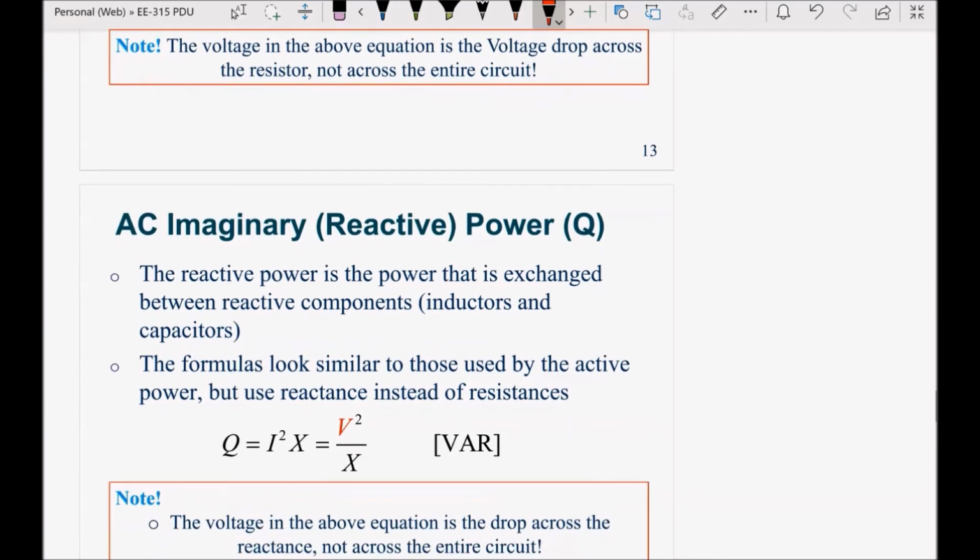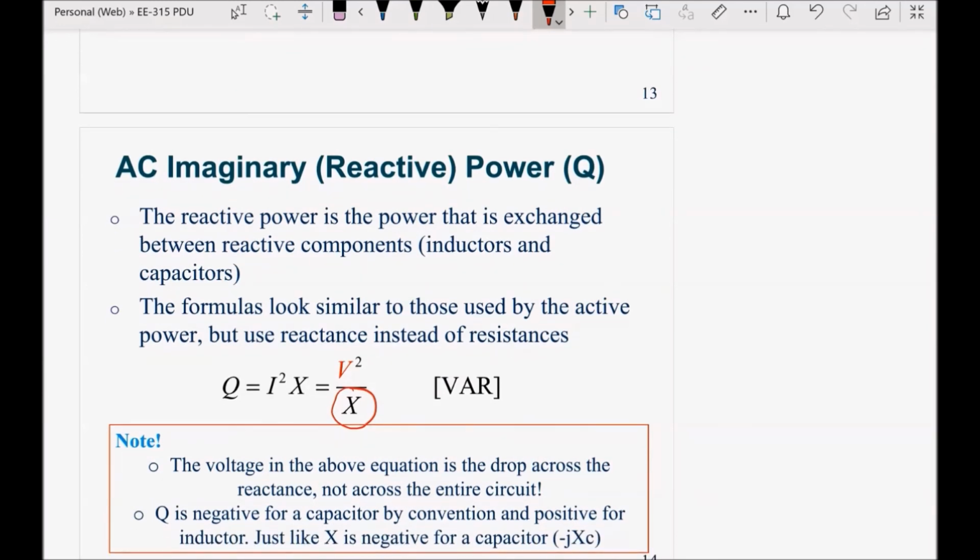Moving on, reactive power is the power which results from an inductive or capacitive reactance, and it circulates within the circuit. The expression here looks similar to that of active power, but it incorporates reactance instead of resistor. So again, the voltage drop across that component is going to be equal to this, and that is not going to be the entire voltage drop in the circuit. And the reactive power is negative for a capacitor and positive for an inductor.